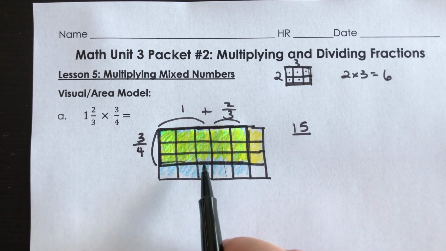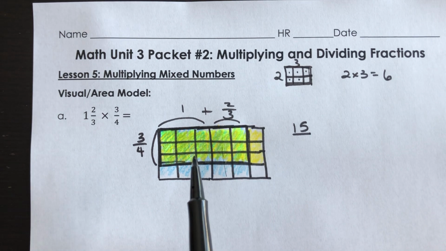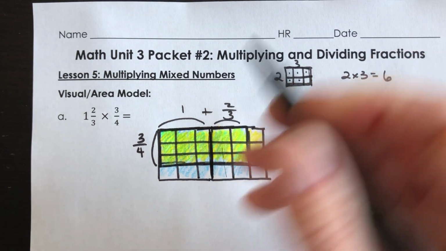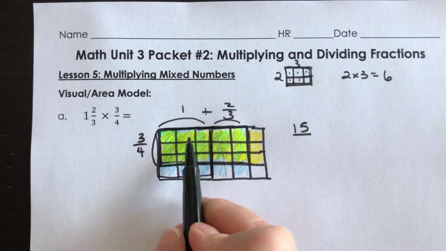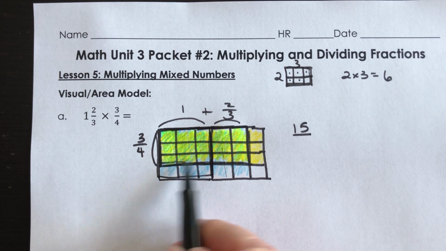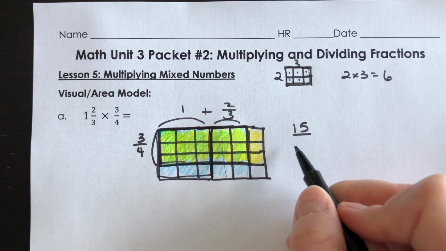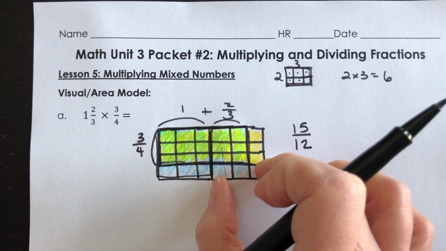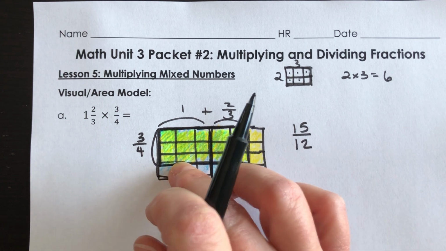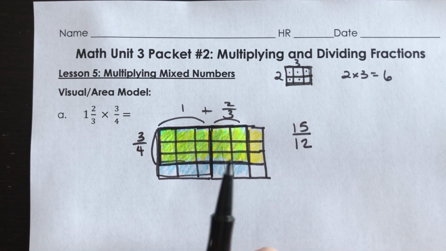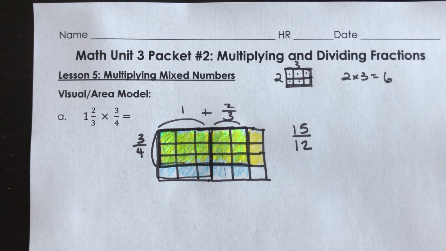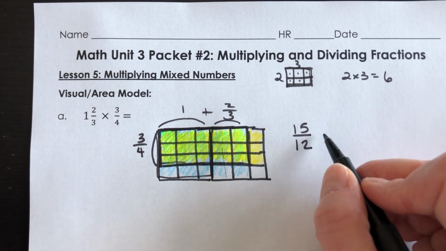This giant chunk here, this is 2 whole squares. 1 whole square is broken up into 3, 6, 9, 12 pieces. My denominator would be 12, not 24. There's 24 pieces in 2 wholes, but there's only 12 in 1. So we get 15/12 as an answer, and yes, we can simplify that further.